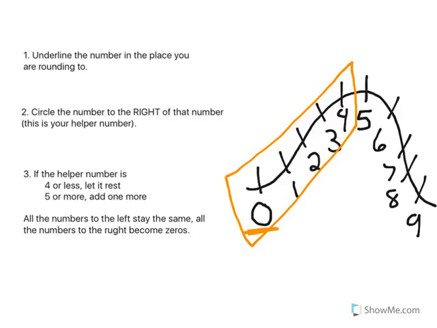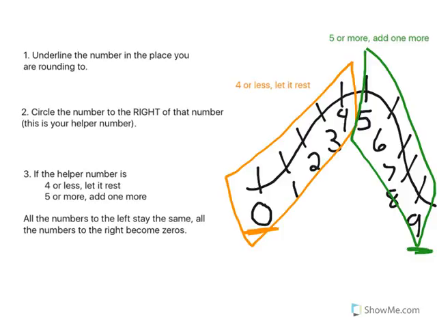If that helper number is 5 or more, you add one more. That's this part of our number line over here. Because that tells me that if it's 5 or more, it's closer to the next multiple. All the numbers to the left of the underlined number stay the same. All the numbers to the right become 0.